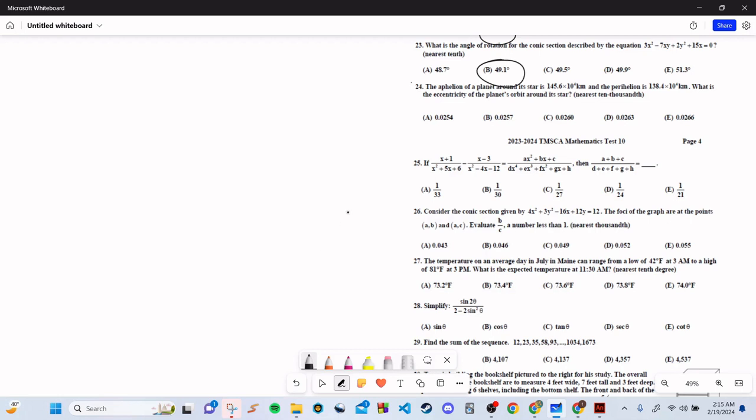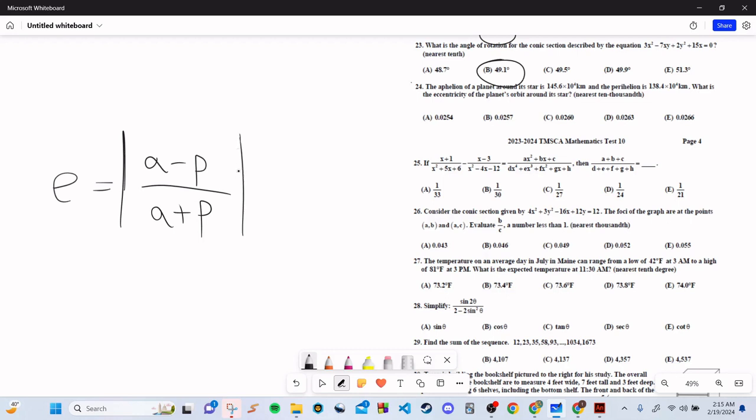So, whenever you're dealing in 24 with Aphelion and Perihelion, I believe that's how it's pronounced, you want to find the eccentricity of the orbit. So the eccentricity is going to be, I'm going to just call this A and P, it's like the absolute value of A minus P over A plus P.